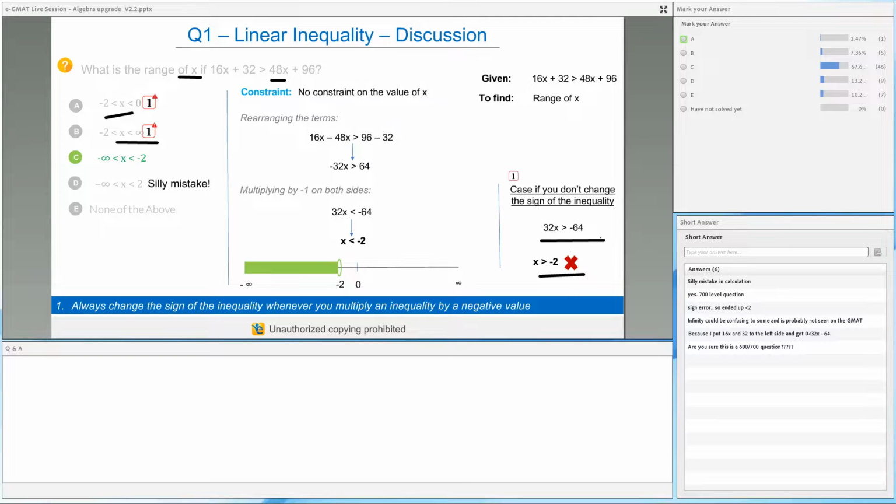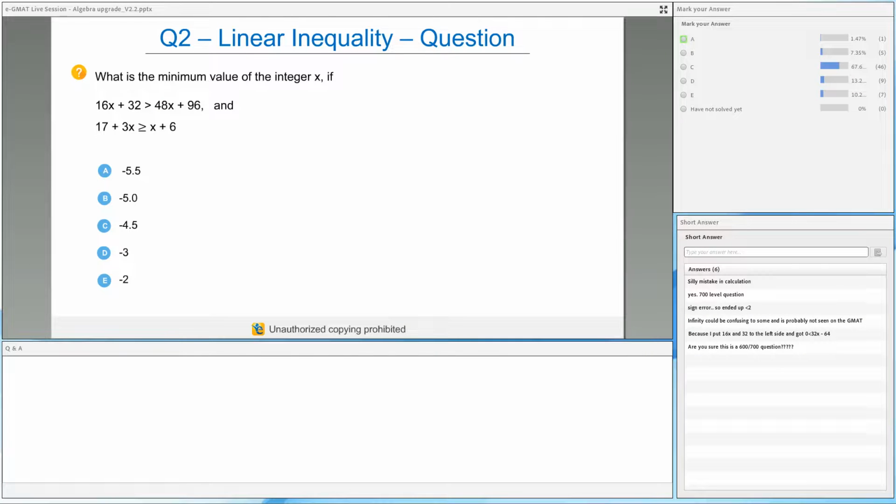So once again, I'm emphasizing the fact: make sure you change the sign, and make sure you understand the concept of plus infinity and minus infinity.